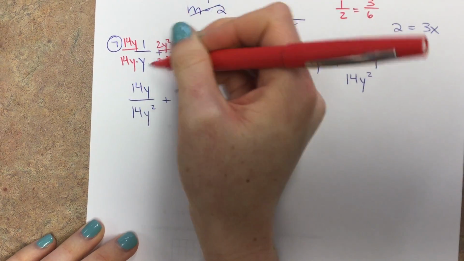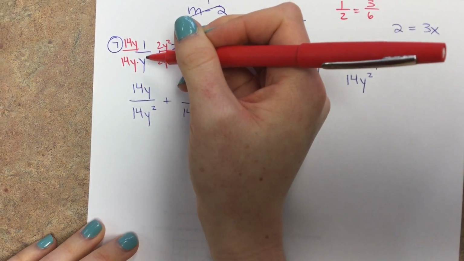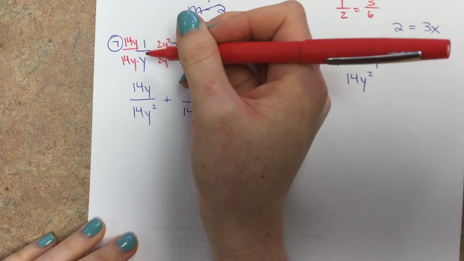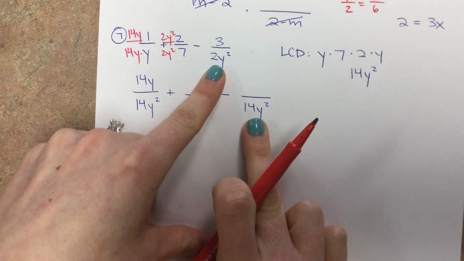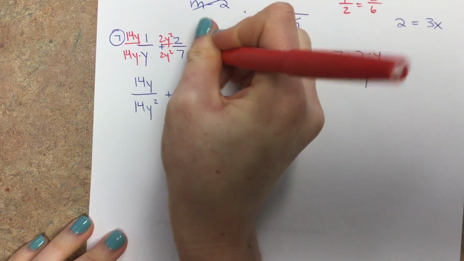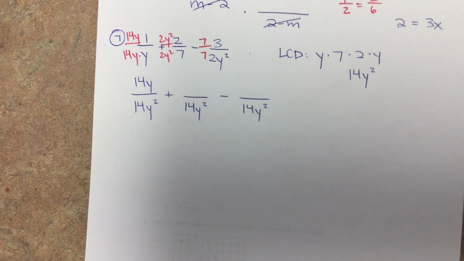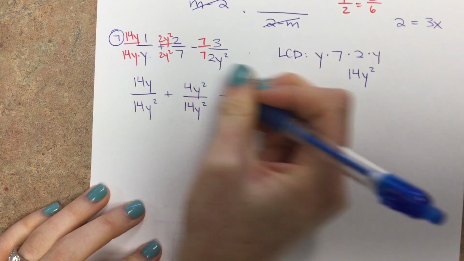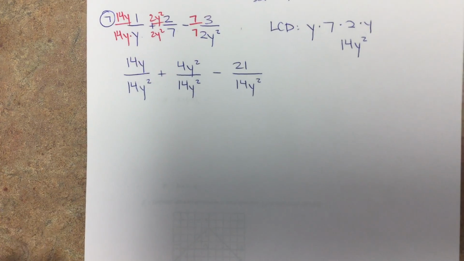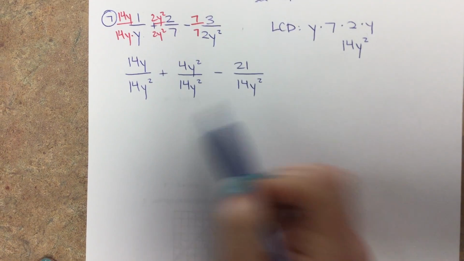What are you technically multiplying by? 1. If you multiply by 1, does it change the expression? No. Okay, what's missing with this one? 7. Good. So you multiply by 7 over 7. Again, technically multiplying by 1, it's not going to change anything. So this numerator becomes 4y squared. This numerator becomes 21. So take a look at all of these denominators. They're now all exactly the same.